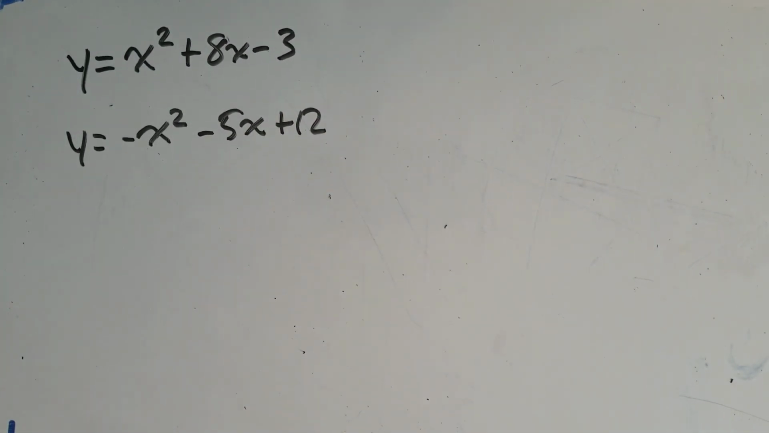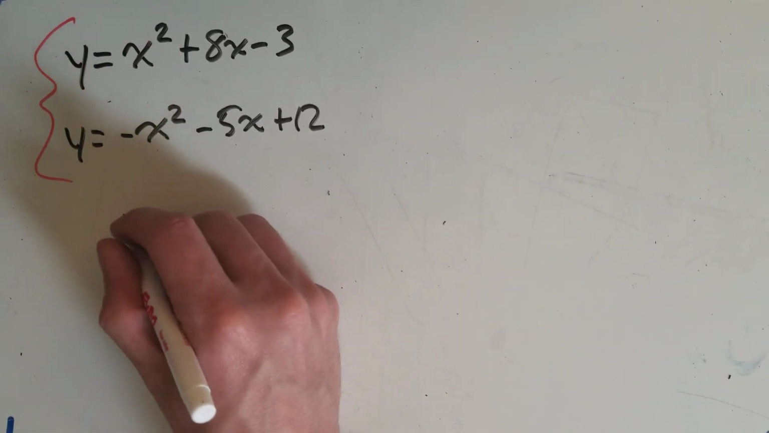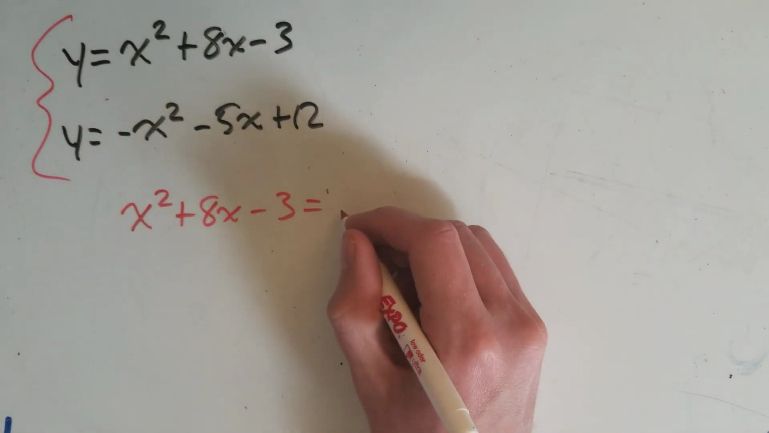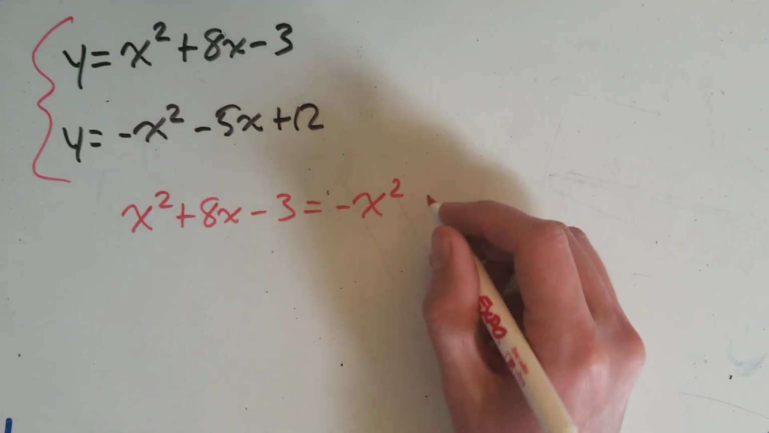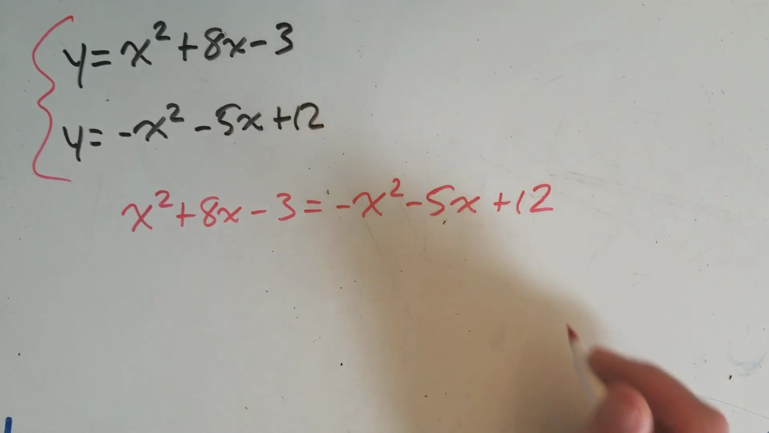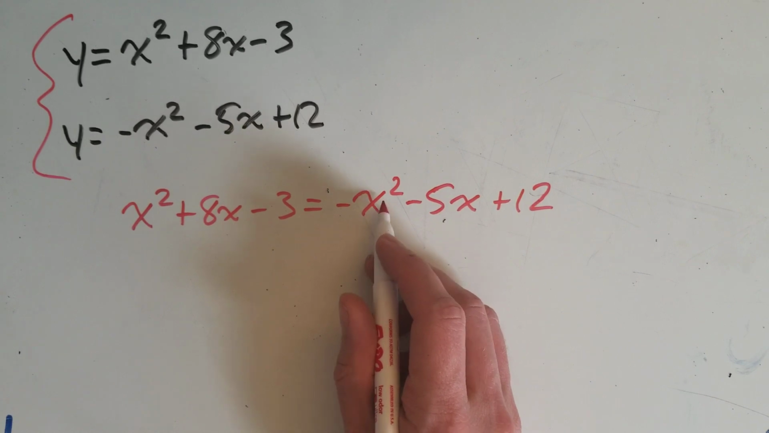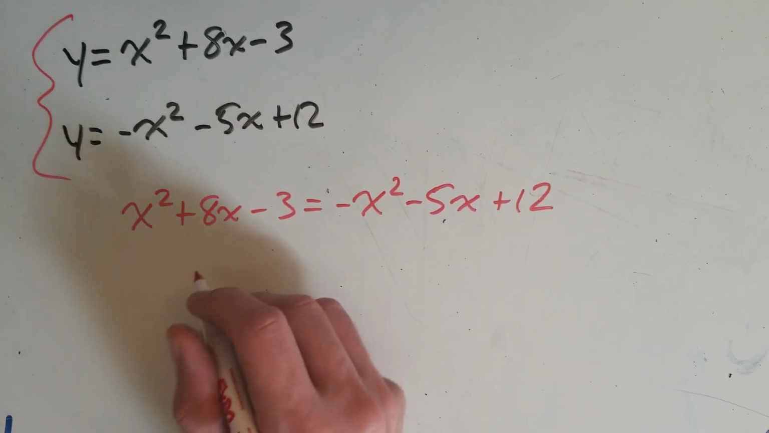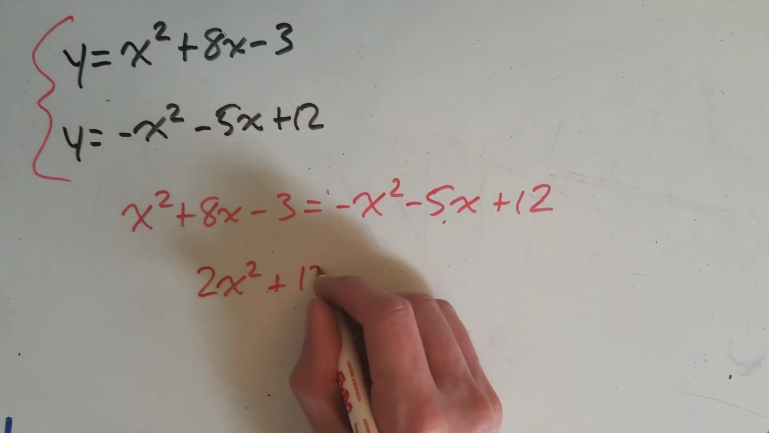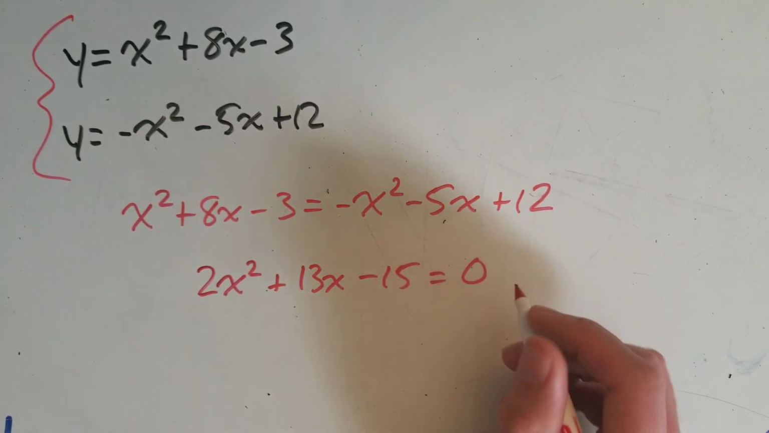Alright, so let's go ahead, take this system, and I'm going to substitute. So we're going to have x squared plus 8x minus 3 is equal to -x squared minus 5x plus 12. So here I'm going to try to get everything to the same side. I'm going to add x squared to the other side, we'll end up with 2x squared. We're going to add the 5x, so we'll have 13x. And I'm going to subtract the 12, so minus 15 is equal to 0.